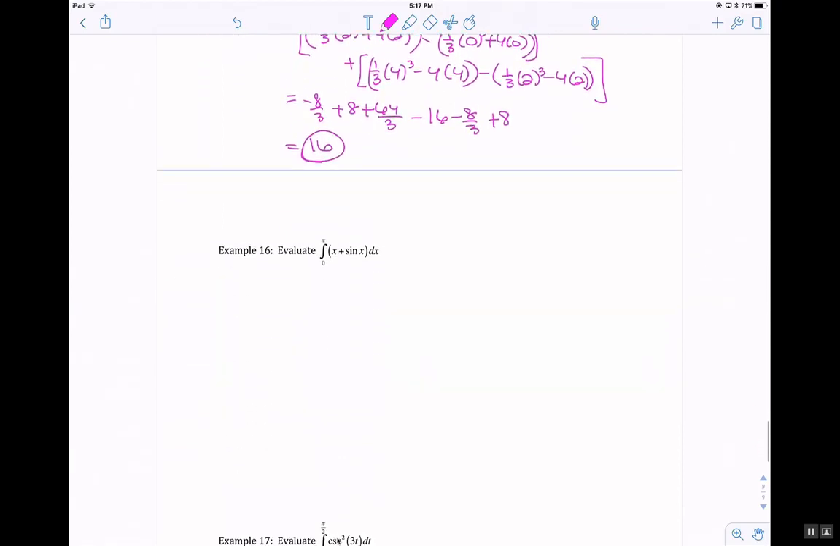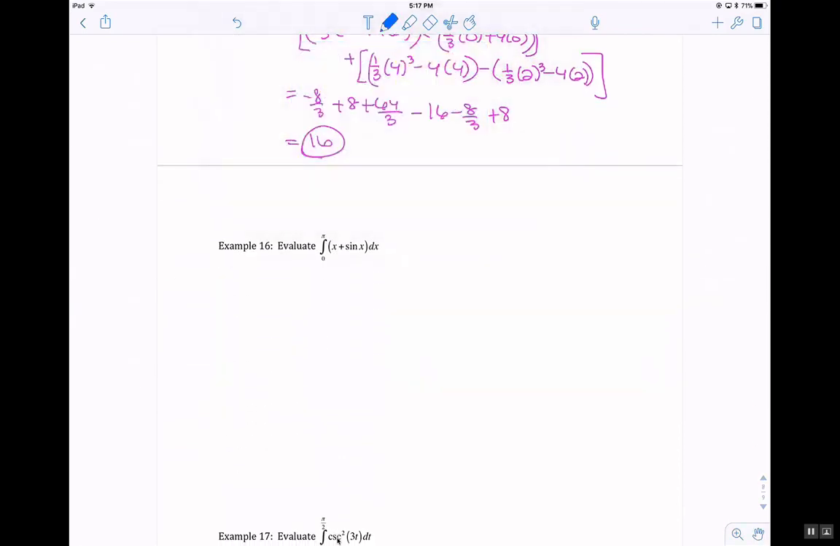Antiderivative of x is 1/2 x squared. Antiderivative of sine is negative cosine, and I'm going from 0 to pi. So then I have 1/2 pi squared minus cosine of pi, minus 1/2 times 0 squared plus cosine of 0. So 1/2 pi squared minus negative 1, minus 0 plus 1. So I get pi squared over 2 plus 2.